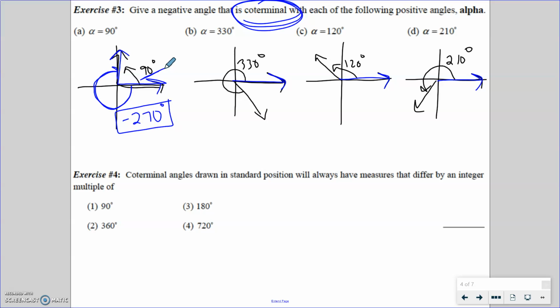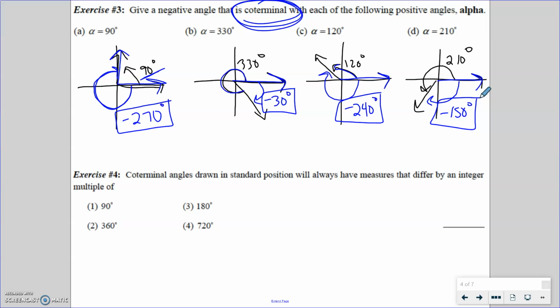This one is a little bit different for letter B because 330 goes all the way around. So I'm actually looking for this guy right here. If 330 went all the way around, this is the other 30 degrees. So my answer would be negative 30 degrees as the coterminal angle. If this guy is positive 120, I want to go all the way around the other direction. Again, I know it's negative, and I could just do 360 minus 120 to help me out, and I get negative 240 degrees. Last one, this time I'm going to go around this direction. So 360 minus that 210 gives me negative 150 degrees. It's almost like it pairs with it.